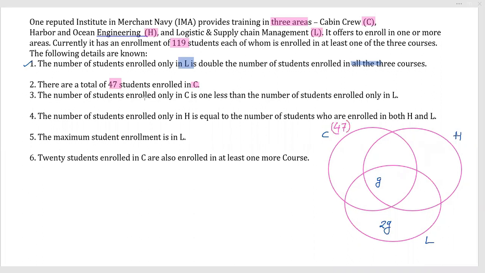Next one, the number of students enrolled only in C is 1 less than the number of students enrolled only in L. So that time it is 2G minus 1. 2G minus 1. 1 less.